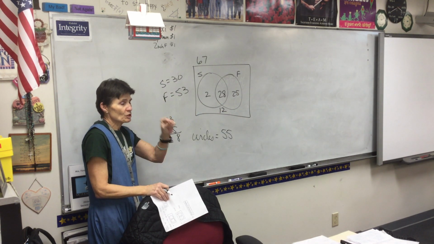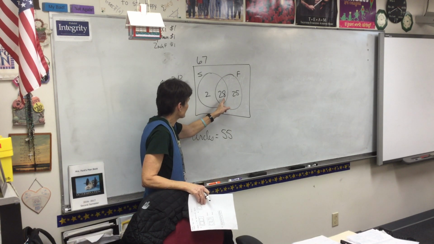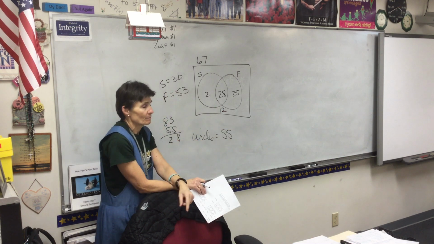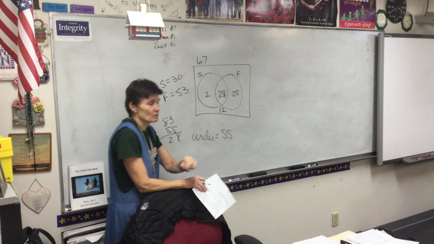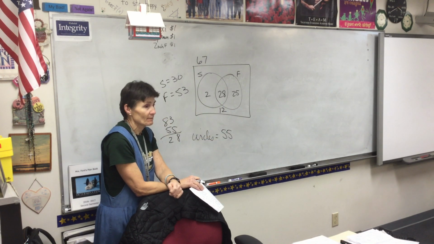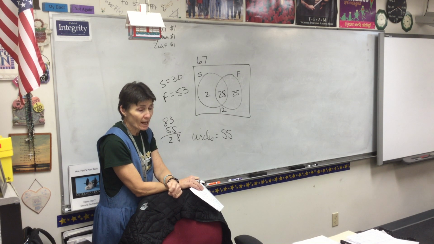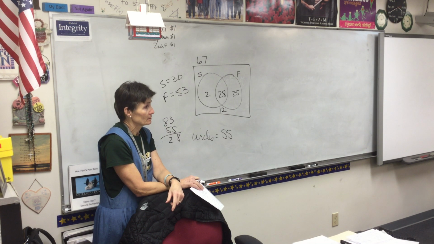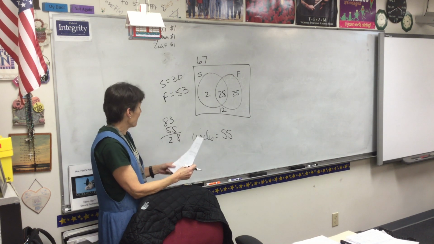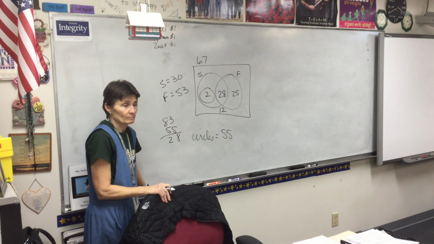Now, this is what I wish you all would have done if you missed this problem. I wish you would have added up this number, this number, this number, and this number. Because what do all 4 of those numbers have to add up to? 67. That's all the people that you have. So if your numbers don't add up, then you can't have it right. The question is, how many like only soup? So only soup would be 2 people.